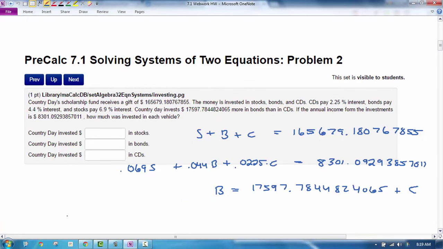All right, the next problem is a little tricky. I've written the three equations here for you. Let me go through how I did it. The first equation says that we're going to receive this much money total, so I put that there.